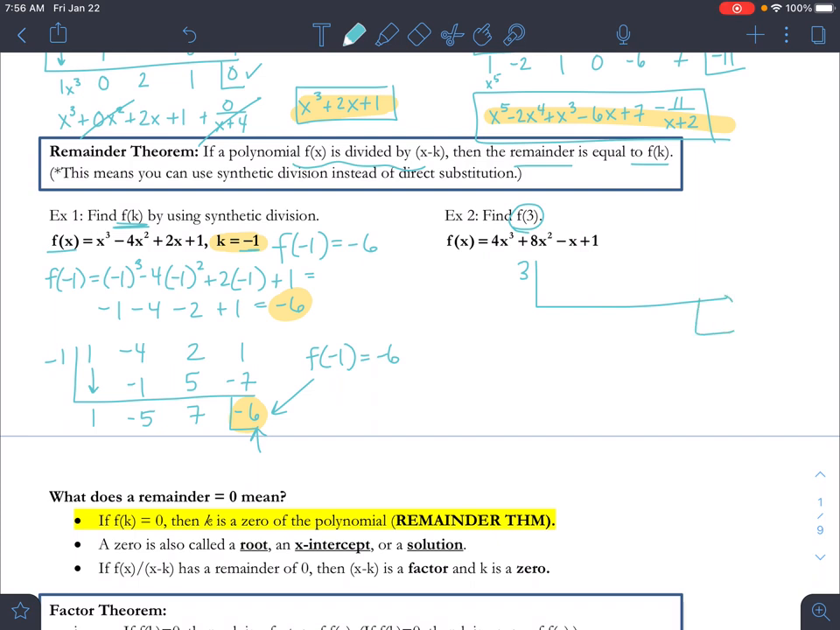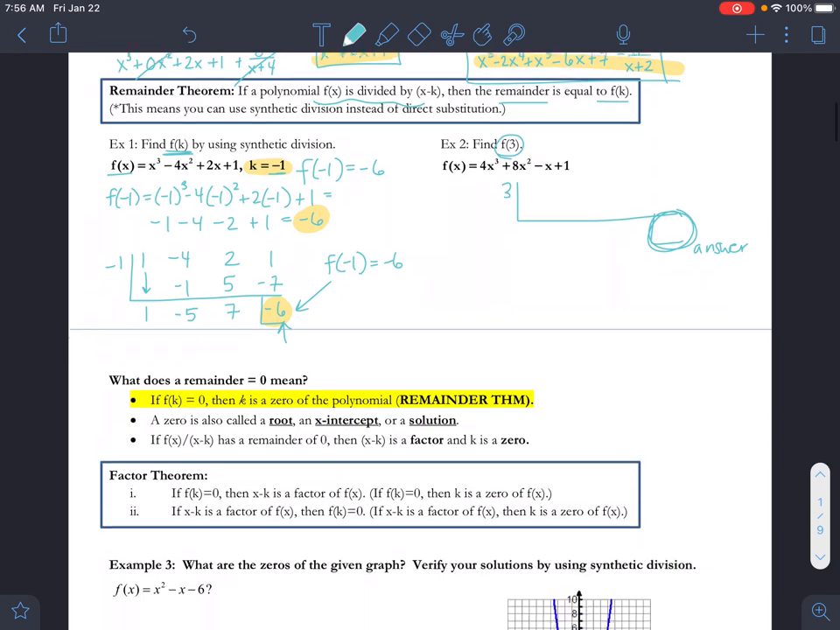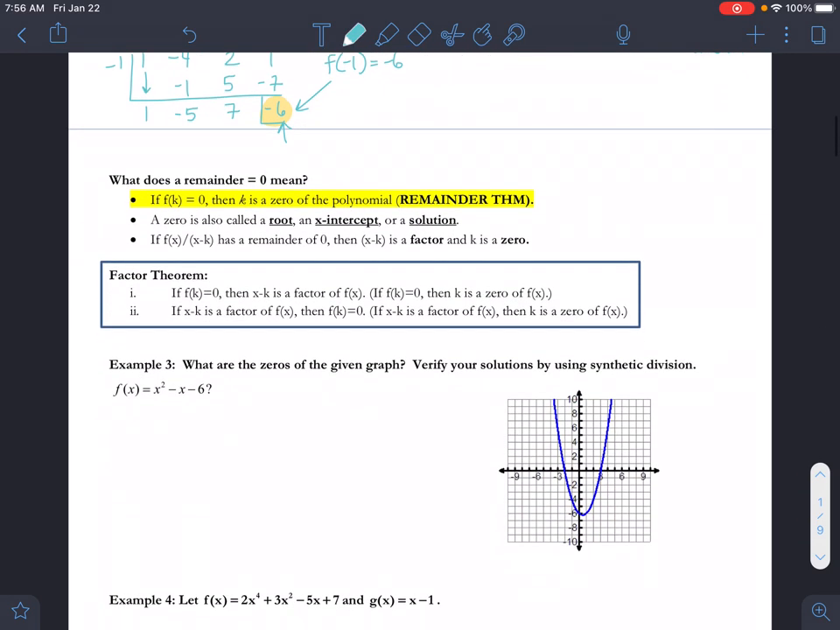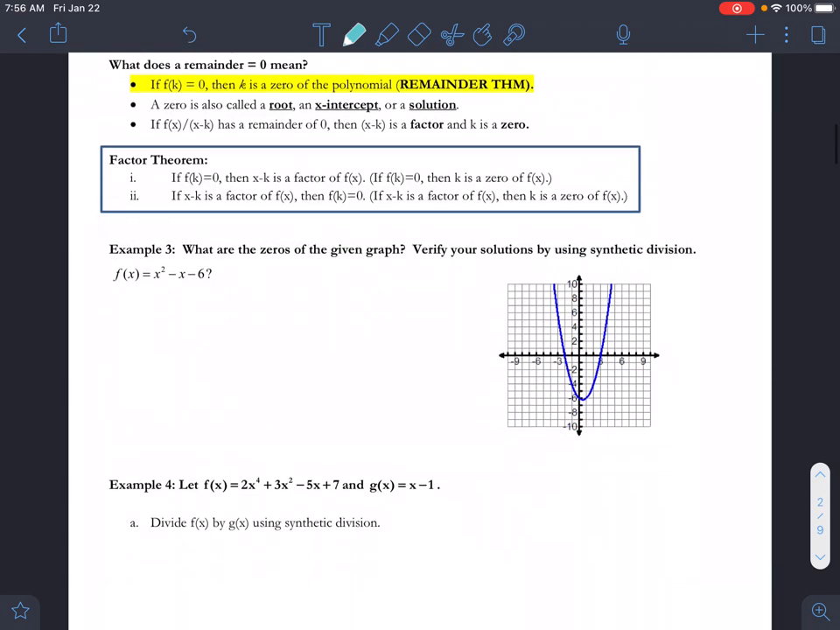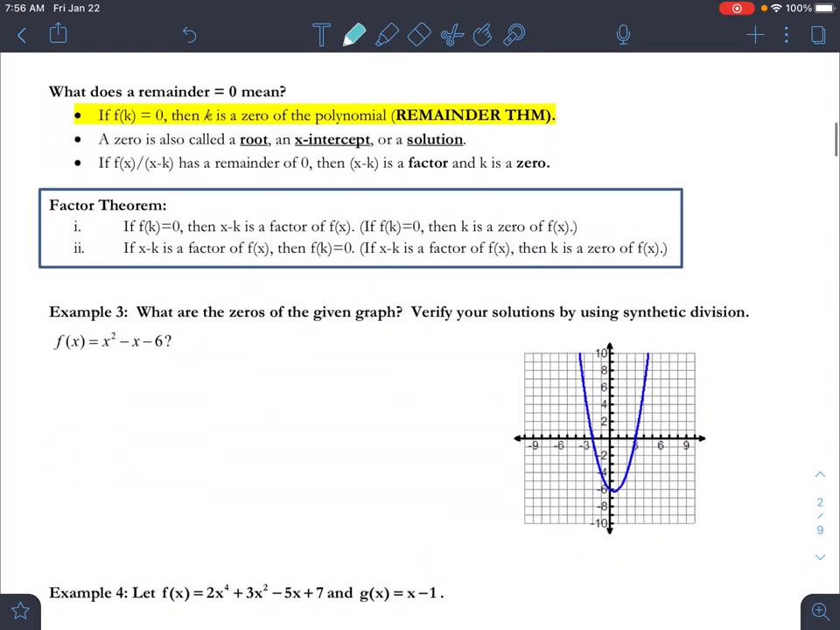And whatever this remainder is going to be, that's your answer for synthetic division. Remainder theorem. Okay, so what if we get a remainder of 0? We're going to just talk briefly about this little section here, and then examples 4 and 5 we will try in class. So just stick with me here for example 3.